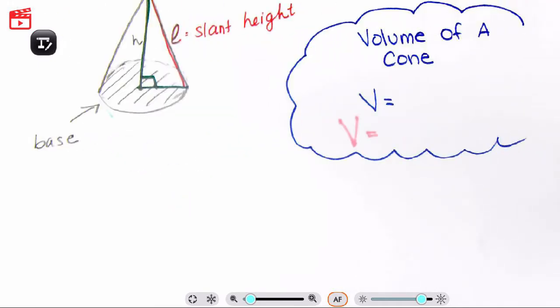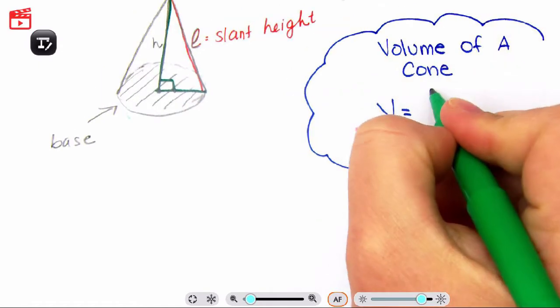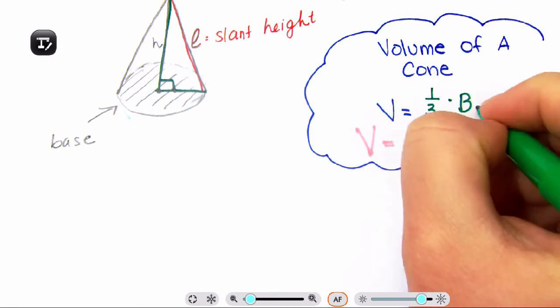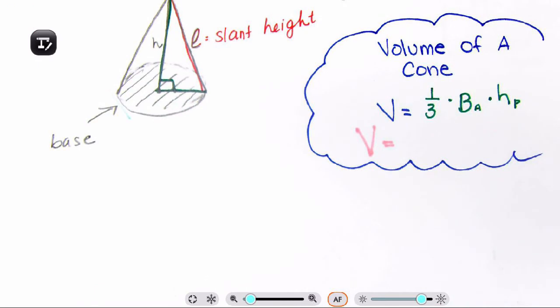All right, let's go ahead and identify our volume. So our volume is 1/3 times your area of the base times the height of your prism or your cone, okay? And I'm going to keep it as the height of the prism because we always say the height of the prism for like a few videos now, but it is the height of the cone, not the slant height, but the actual height.